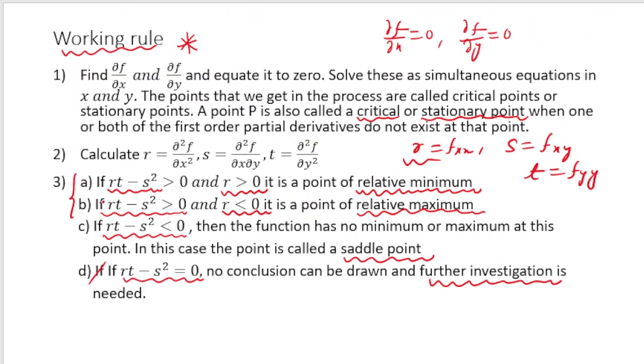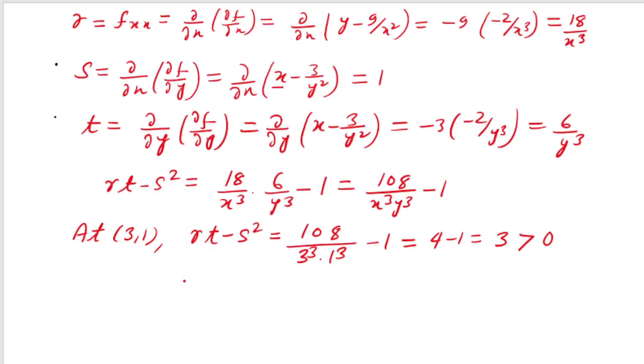The first two possibilities may happen. So now to decide further, we have to evaluate r. So what is r here? r here is 18 by x cube, right? So r is 18 by x cube. At the point (3, 1), I have to take x as 3, so I will get 18 by 3 cube. So that is basically how much? 18 by 27, which is a positive quantity, greater than 0.